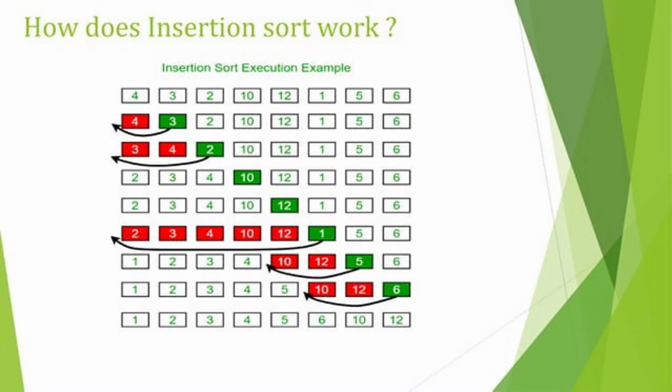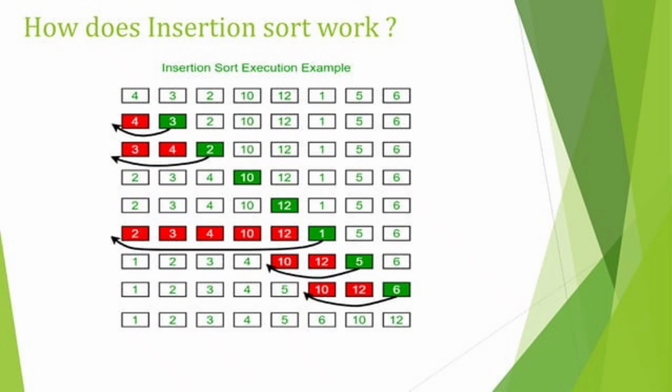So let us start with the array, which is the first line. Here you can see on the first line the array is 4 3 2 10 12 1 5 and 6. So here the first element 4 is already sorted. Move the second element 3. Now compare 3 and 4, swap them. So after swapping, the new array will be, see the third line, 3 4 2 10 12 1 5 and 6.